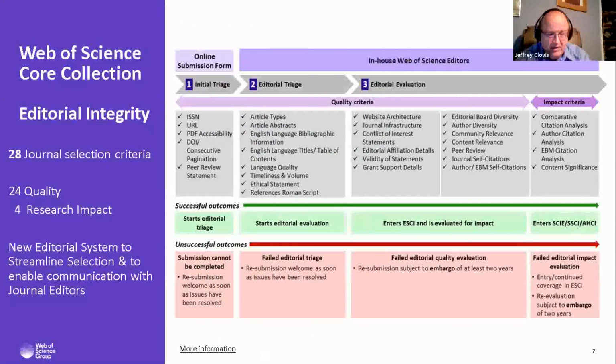Now, the selection is one of the hallmarks, the editorial integrity and what we do. And on the screen before you, you see an example of what we go through when we're selecting it. And it is a long process. There's an initial triage, followed by the editorial evaluation with the quality criteria, 24 quality criteria. And then at the end, there are 4 impact criteria. Obviously, the impact criteria deem the title to be viable to go into the Science Citation Index and the Social Sciences Citation Index and the Arts and Humanities Citation Index.